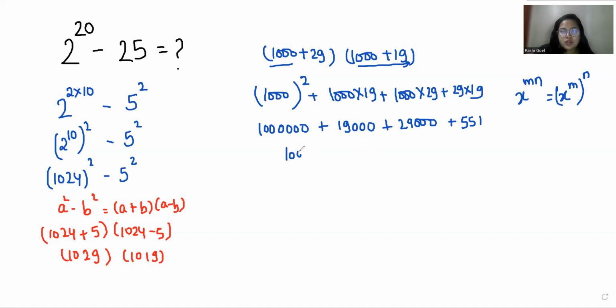So 1,000,000 plus 48,000 plus 551. Then we add all these terms and get 1,048,551. So this is our final answer.